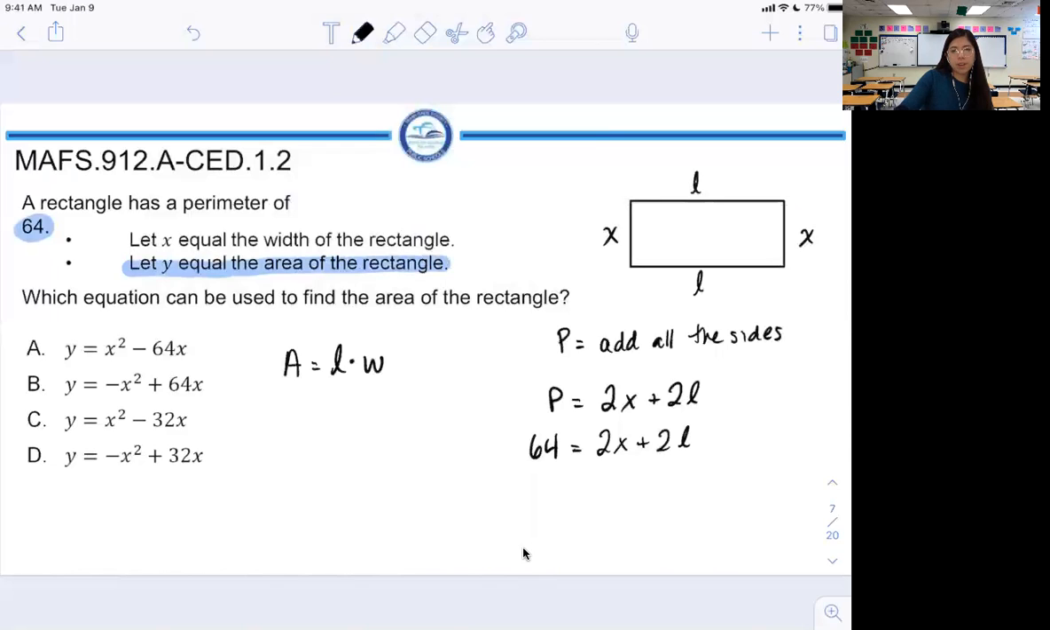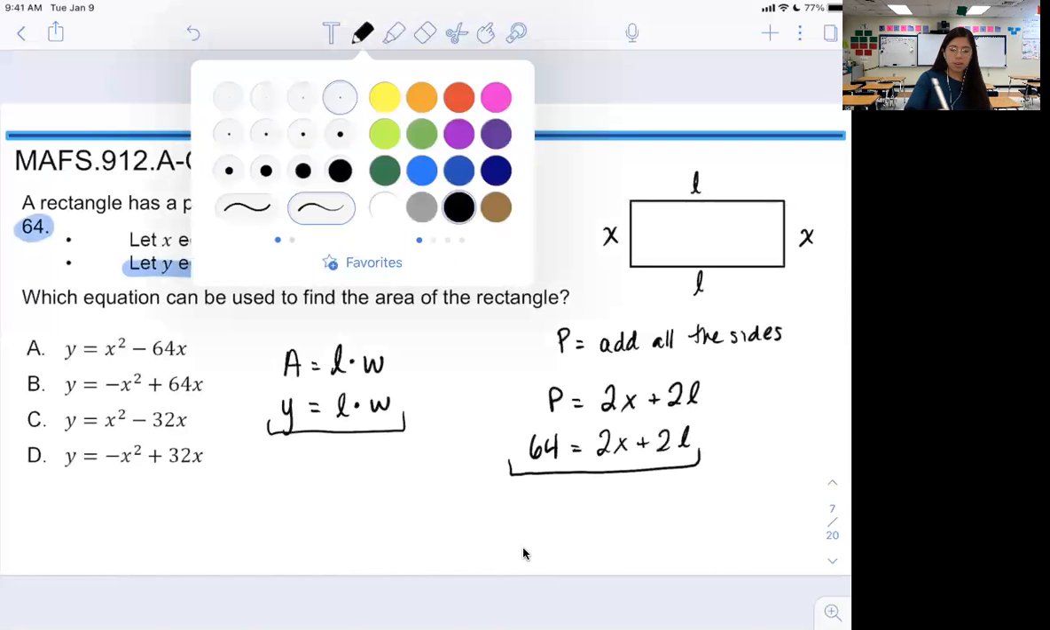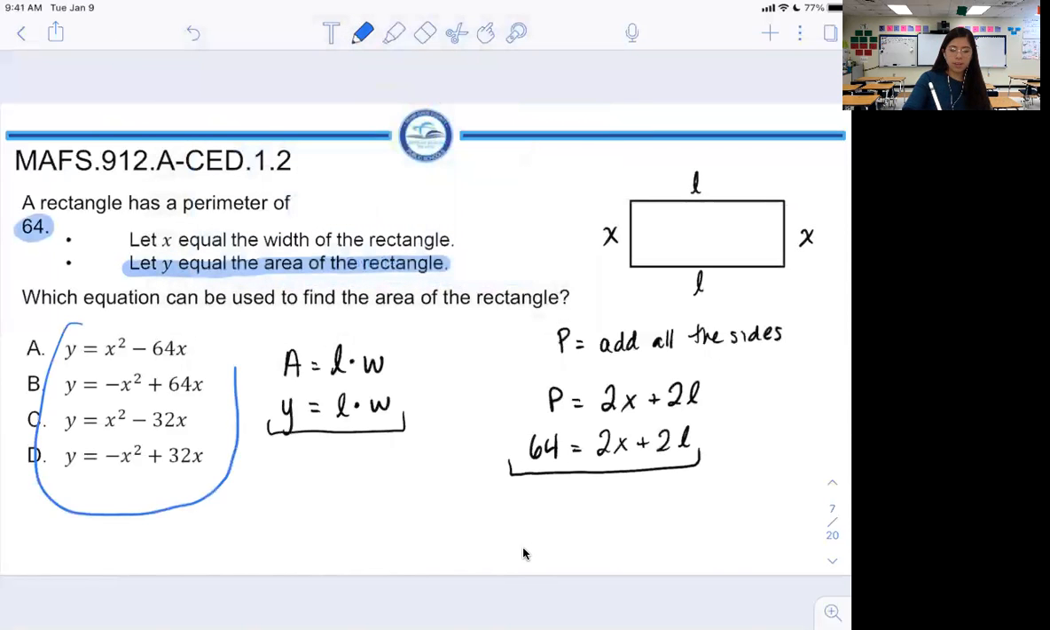But okay, they're telling me to call this y. So I'm going to say y equals L times width. But again, I don't really know the value of either of those things. However, what I do know is that if I want to keep things in terms of x, all I want to see is y and x, because look at all the answer choices. All of these answer choices have y and they have x, but they don't have any l's, they don't have any w's, right? So why don't I do this?